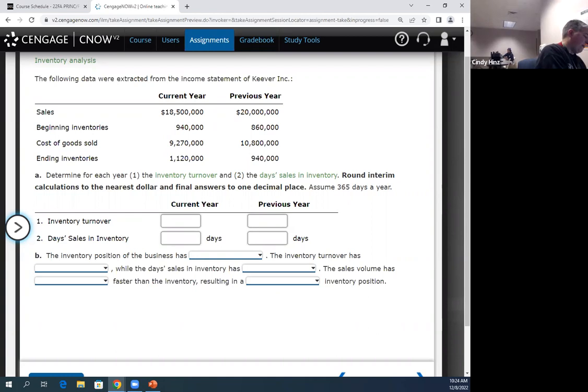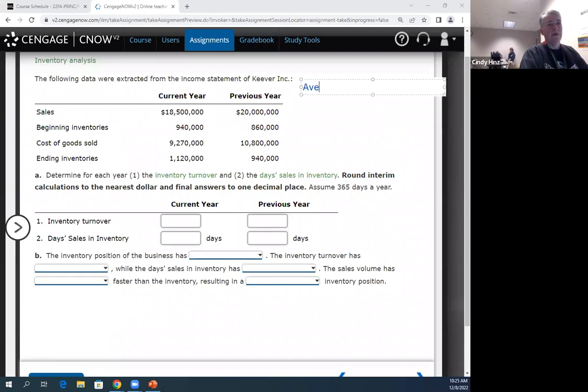Let me get my annotation function open here. It has to be opened and then closed, because I can't write in Cengage when I have the Zoom annotation tools open. It's not very helpful.